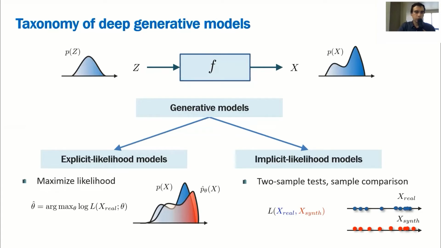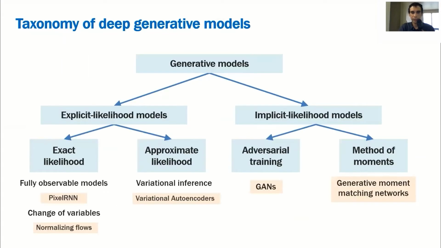This is just a depiction of how these two classes of models would look like. The first, the explicit likelihood model, has some distribution parameterized by theta and tries to fit it. This can be a very complex distribution, but that's the key idea of an explicit likelihood model. The implicit likelihood model generates synthetic samples, looks at these synthetic samples and compares them with the real data with some loss function, and tries to optimize this loss function. So it looks a lot like a two-sample test in this case.